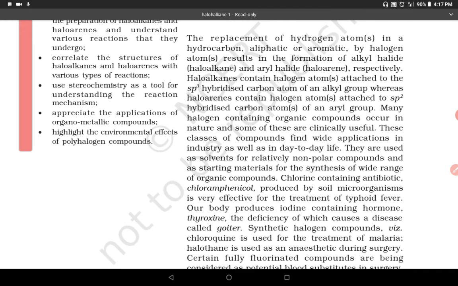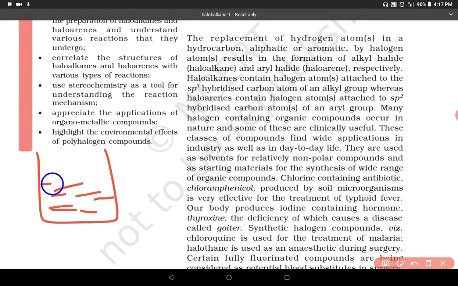Yes, these haloalkanes are used as solvents for non-polar molecules, non-polar compounds. Some of the polar compounds dissolve in water, but some of the non-polar compounds do not dissolve in water. These non-polar compounds can be dissolved in haloalkanes. So it is very useful in making solutions of non-polar compounds. Okay, and as starting materials for the synthesis of a wide range of organic compounds: the chlorine containing antibiotic chloramphenicol.